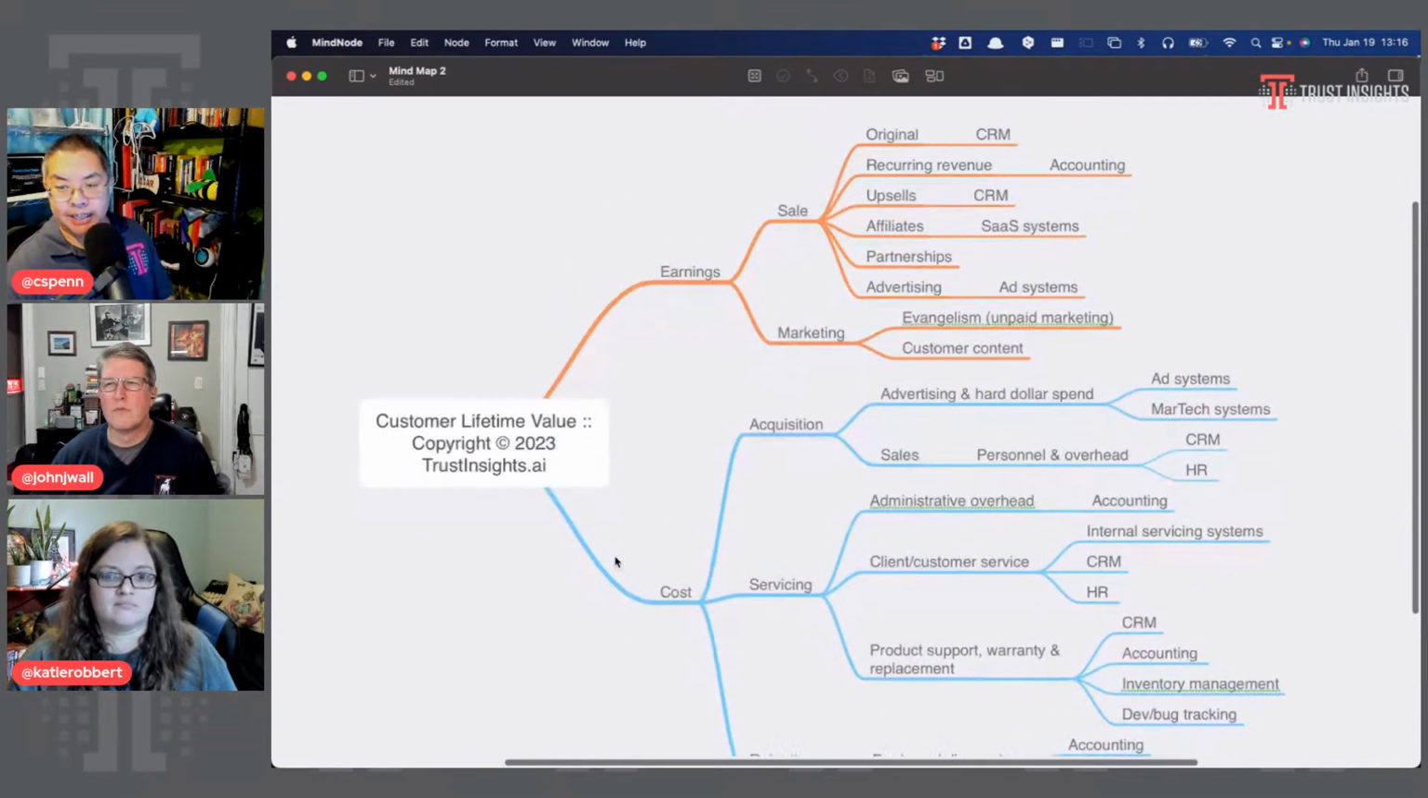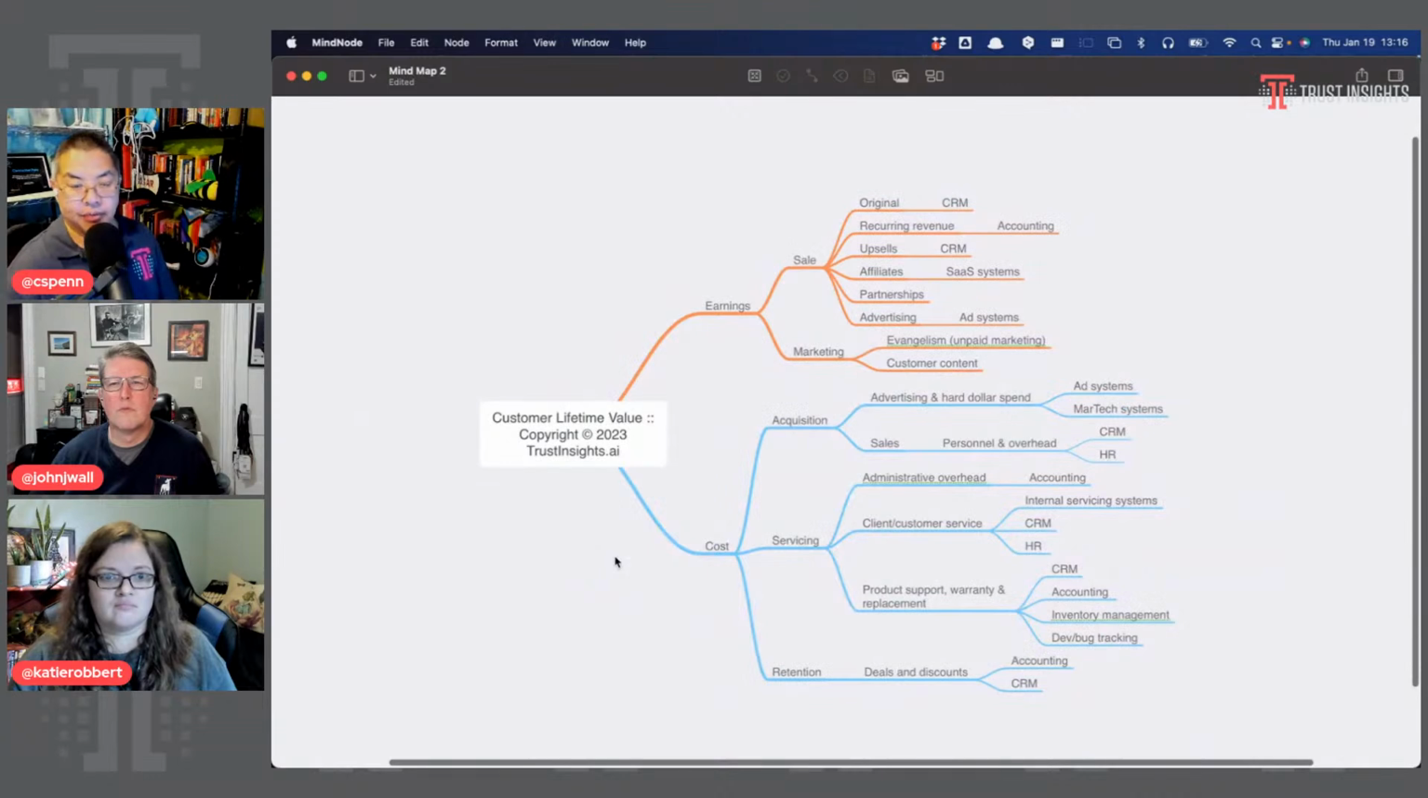This is why customer lifetime value is such a hairy mess to try and deconstruct. All this data lives in so many different places that it's impossible to fully discern. So there are a couple different ways to approach it. If you want the granularity, you've got to go and get all this data out of these systems.